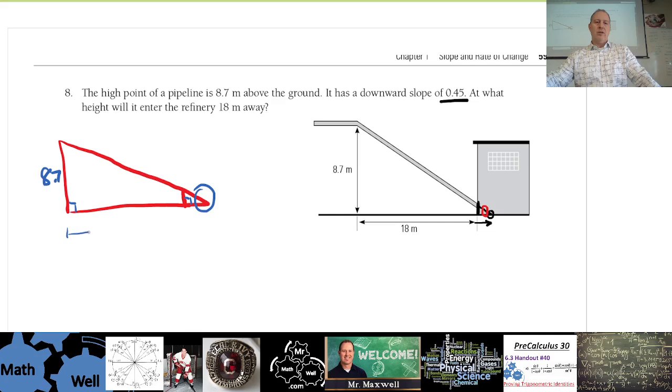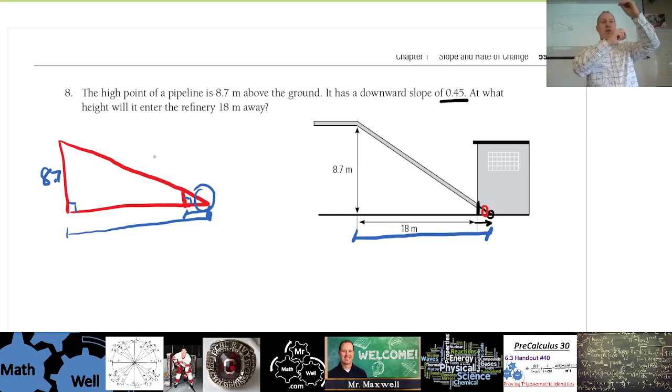Could I find out this whole actual length here? If I could find this whole actual length, like from here all the way to where it would hit the ground, then I could find out what this little length is, right? And I could just subtract 18 from this whole length. So then I probably could set up just a ratio, a proportion. So let's do this. Let's find out what this length is first, okay? Let's see if we can do that.